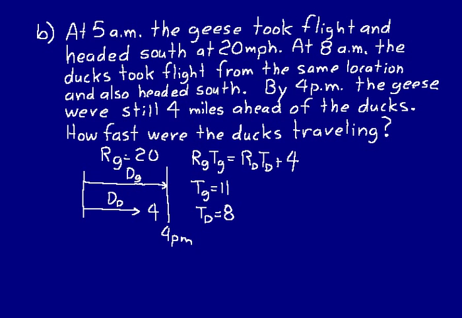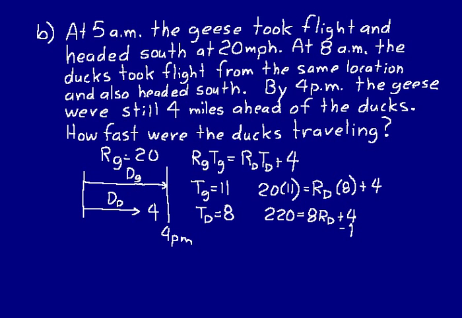Let's just start substituting into our main distance equation. And so we have a rate for the geese of 20, a time of 11, and then a rate for the ducks. We don't know that. That's what we're trying to figure out. Their time was 8 hours, though, and then plus 4. So then we can multiply on the left. 20 times 11 is 220, is equal to 8 R_D plus 4.